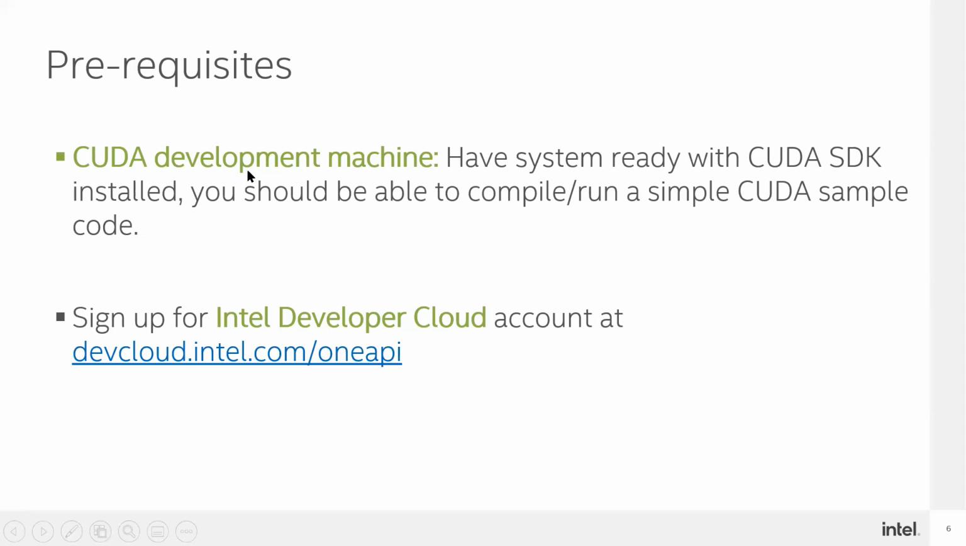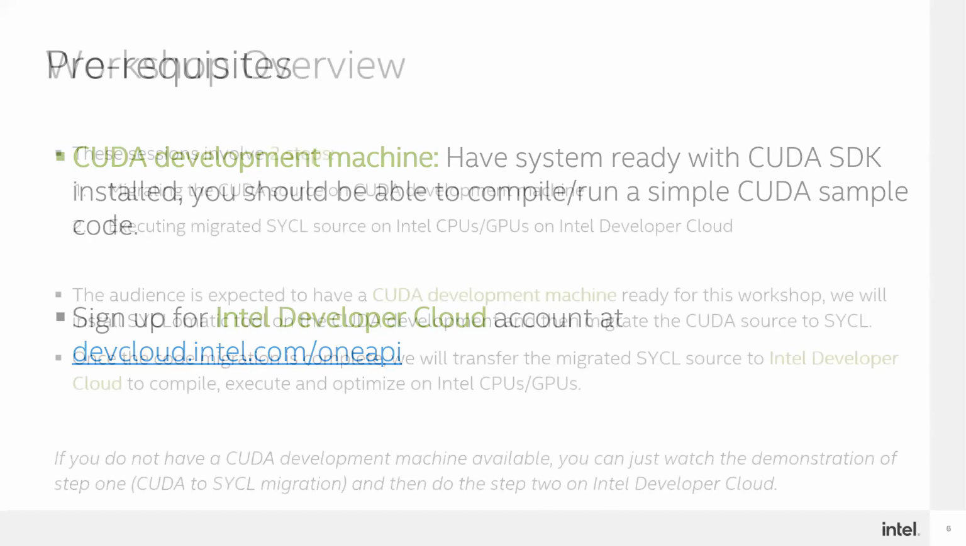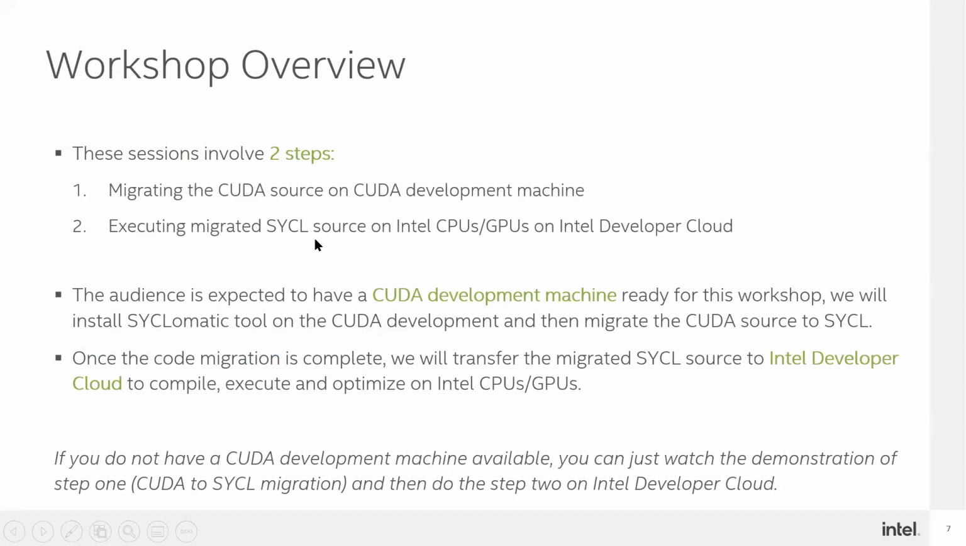Even if you don't have a CUDA development machine accessible, you can just follow the demo that I do, and then you can continue with the second part, which is mainly trying to compile and run the SYCL code on Intel Dev Cloud. Right, so the workshop overview, just like I mentioned, mainly involves 2 steps. First step is migrating CUDA source to SYCL on the CUDA development machine, and part 2 will be taking the migrated SYCL code and then running on Intel CPUs and GPUs on the Intel Dev Cloud.